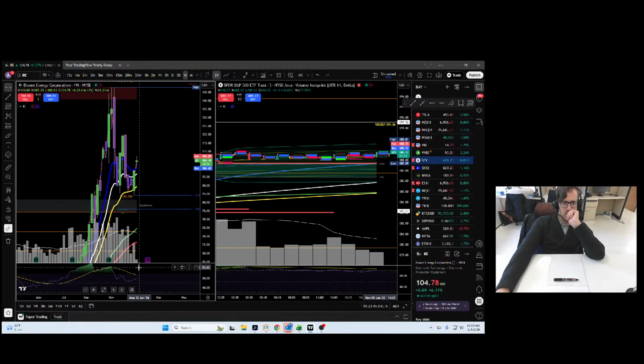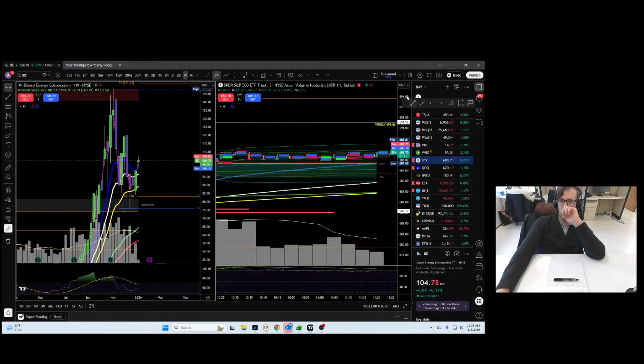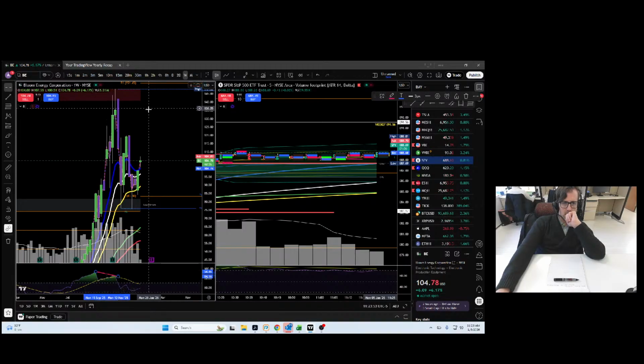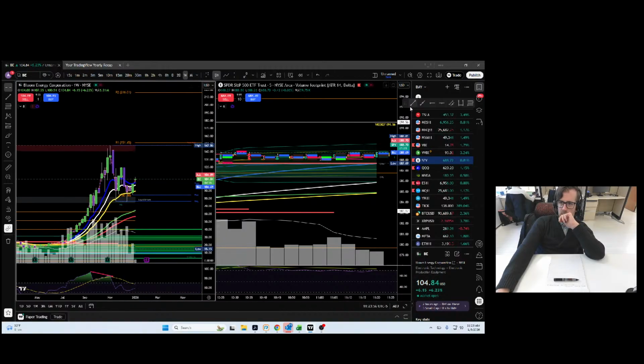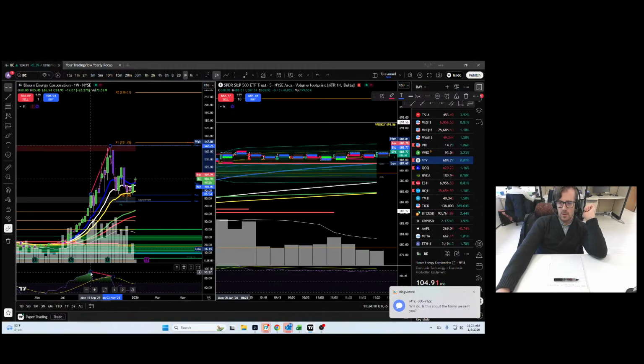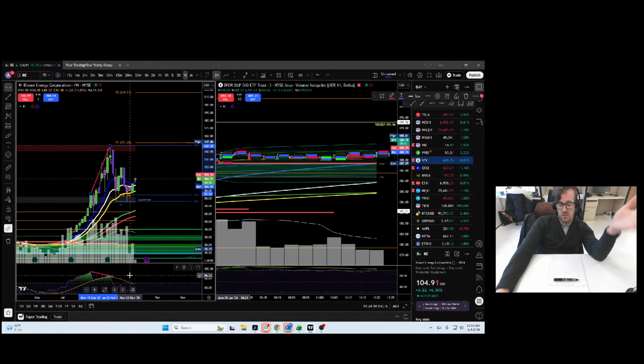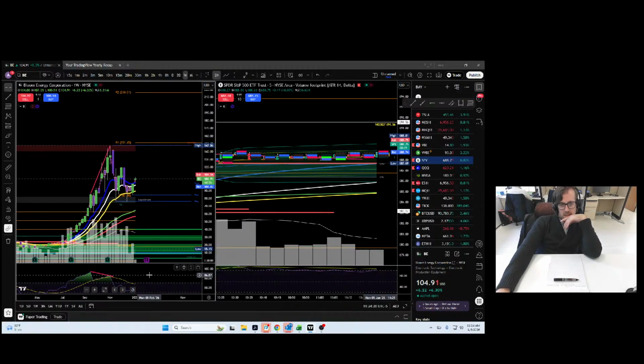You see here on a weekly, really overbought, really overbought. So the internals, this is going higher and this is going lower. This is going higher, that's going lower, so people are selling. I don't know.